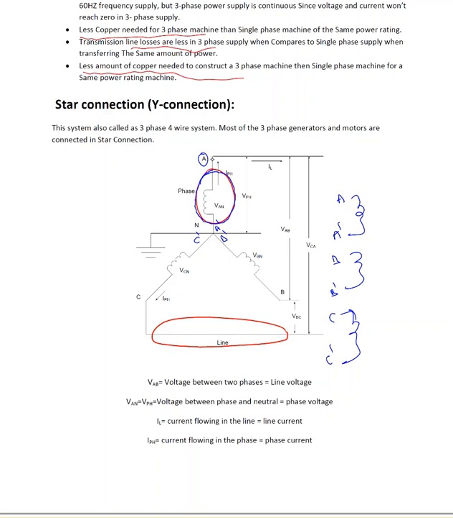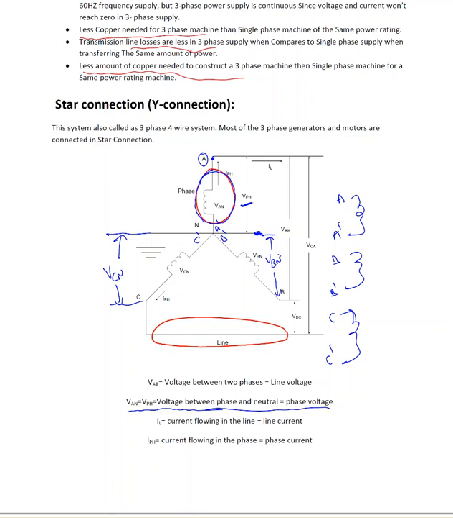The voltage between phase A and neutral is called VPH. Same thing with the voltage between B and neutral, called VBN. That's a phase voltage between B and neutral. And VCN, same thing between C and neutral, we call that phase voltage. So we have three phase voltages, VAN, VBN, and VCN. We can simply call that phase voltage. So VAN equal to VPH, the voltage between phase and neutral, is called phase voltage.